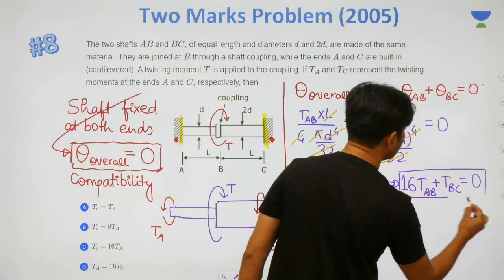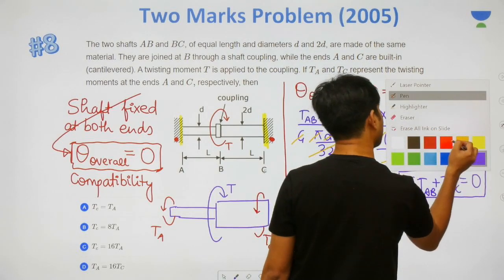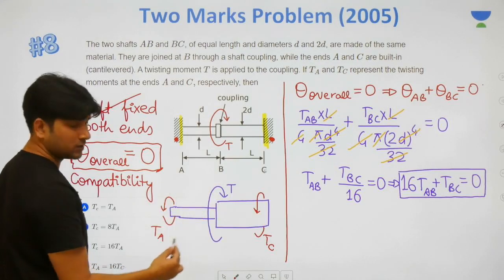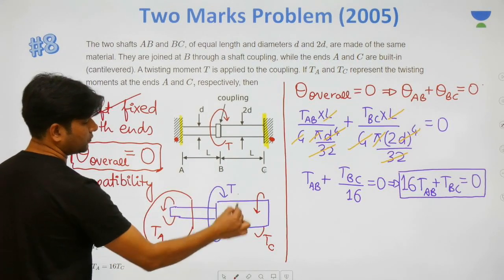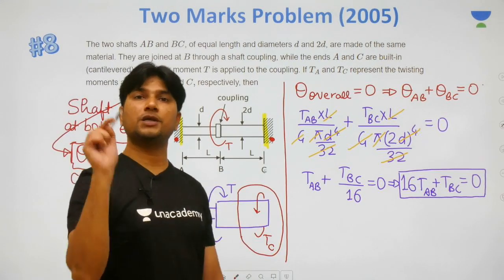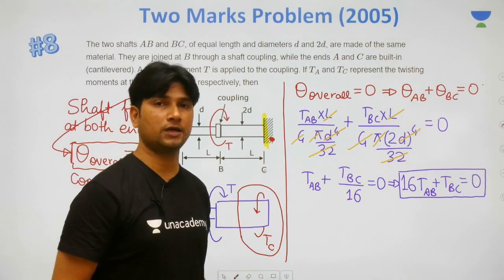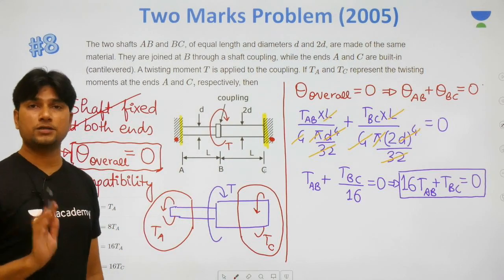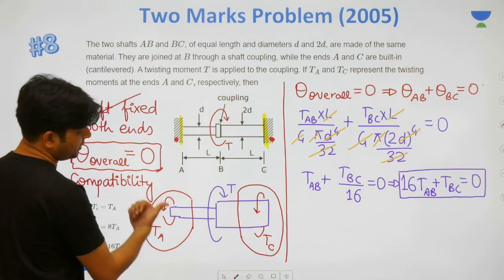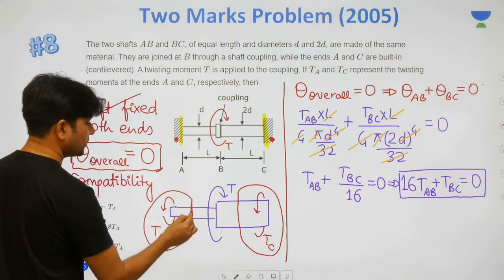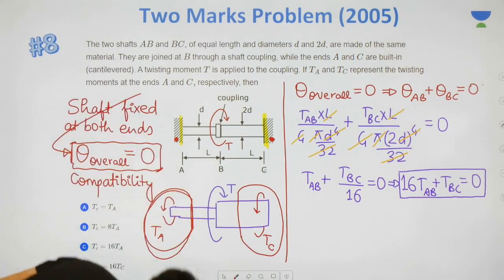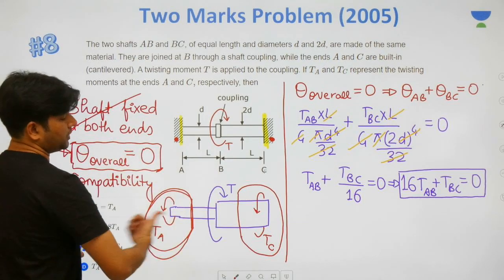Now what is TAB and what is TBC value? Once again, I'm going to use the same concept that I've been repeating a number of times. What is the torque in AB segment and what is the torque in BC segment? Either side is the concept that you're going to use to calculate the twisting moment. So in AB segment, if I calculate from the left side, the twisting moment value is minus TA.